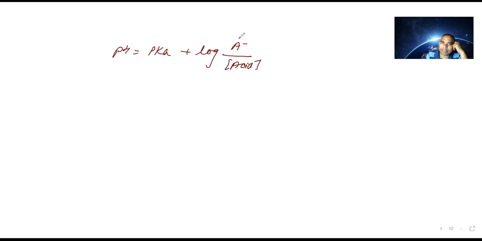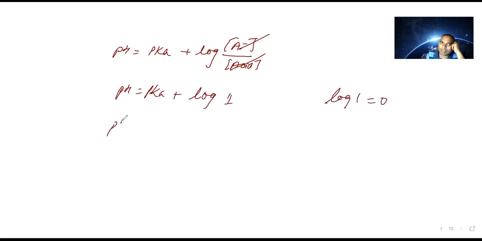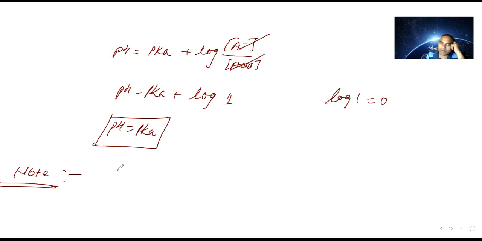Now, if both concentrations are the same, they will cancel out. So pH is equal to pKa plus log 1, and you know very well that log 1 is 0. So pH is equal to pKa. Getting it? Okay, there is a very important note.